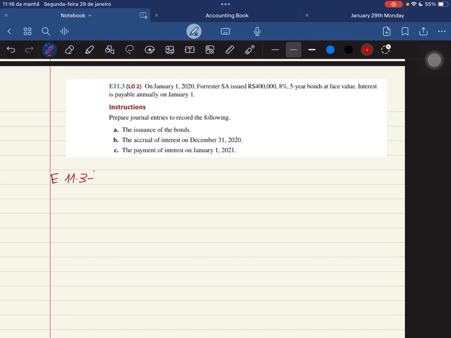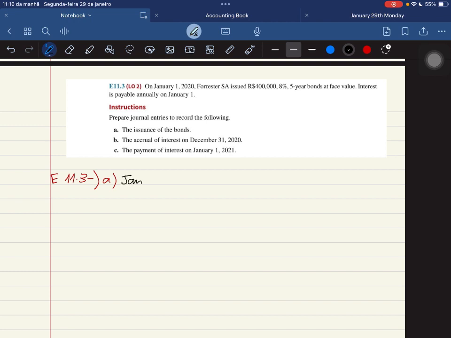E11.3. On January 1st, 2020, Forrester S.A. issued 400,000 reais, 8% 5-year bonds at face value. Interest is payable annually on January 1st. Instructions: prepare journal entries to record the following. A. The issuance of the bond.